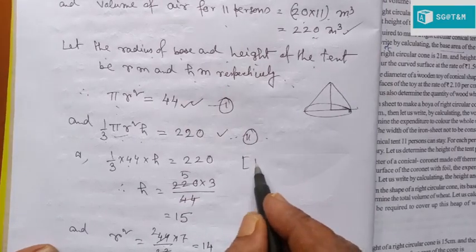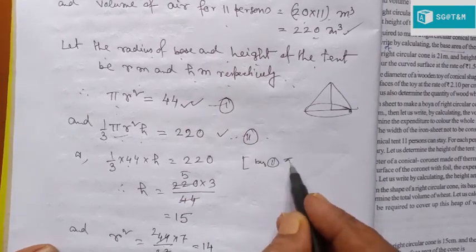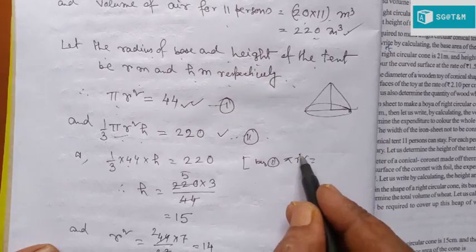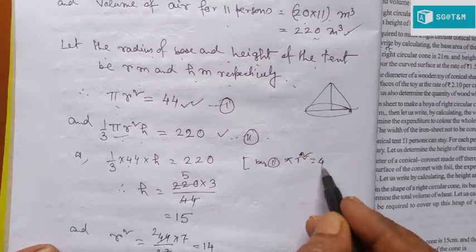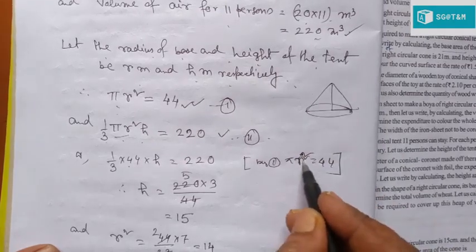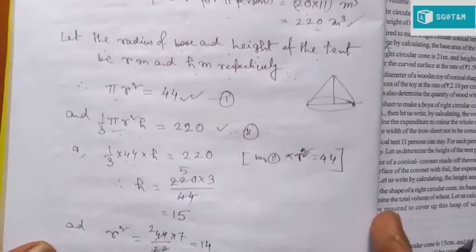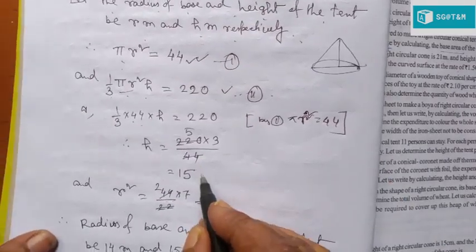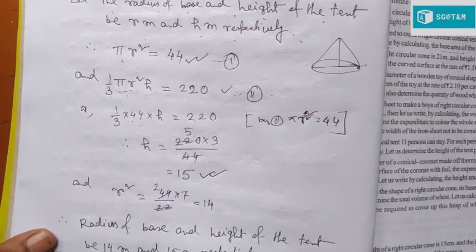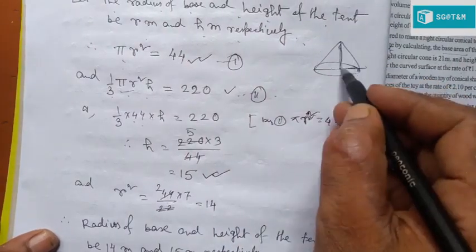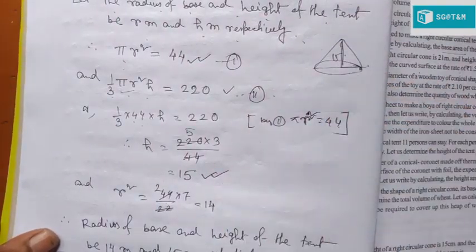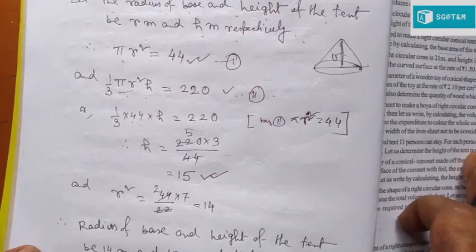Since by equation 1, pi r square is equal to 44, put it here. So after simplifying, we get h is equal to 15. That means the height of the tent must be 15 meter, obviously. In the last we write the answer.